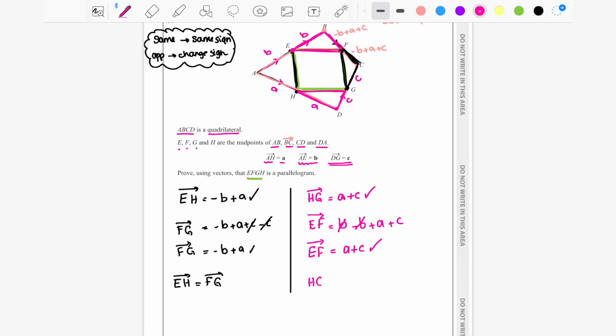So HG is equal to EF, therefore I'm just going to copy this line. FGH is a parallelogram.